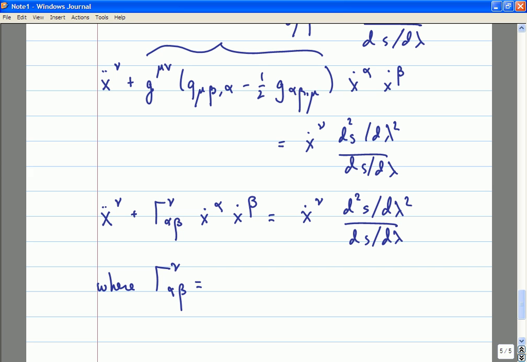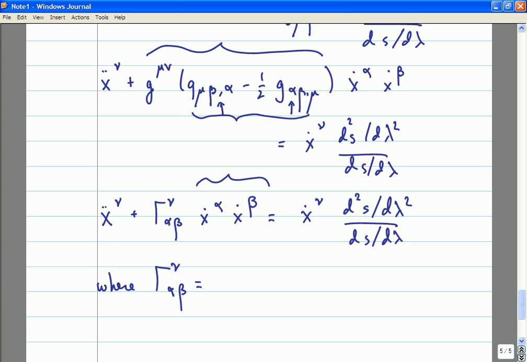I will actually write this in a slightly different way. You can see here that the Christoffel symbol is multiplied by something which is symmetric in alpha and beta. If you look at this combination of derivatives of the metric here, it's not actually symmetric in alpha and beta. The second term is symmetric in alpha and beta, but the first term is not. So I will just write this formula for the Christoffel symbol in a way which is symmetric in alpha and beta. Since I'm multiplying it by something symmetric in alpha and beta anyway, it's only the part which is symmetric in alpha and beta that appears in this equation.